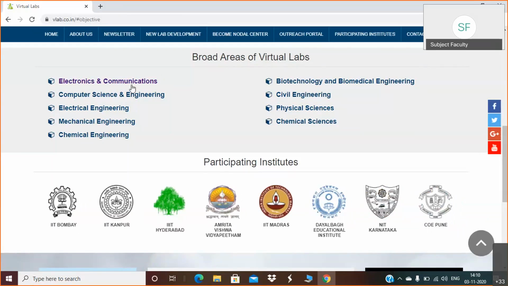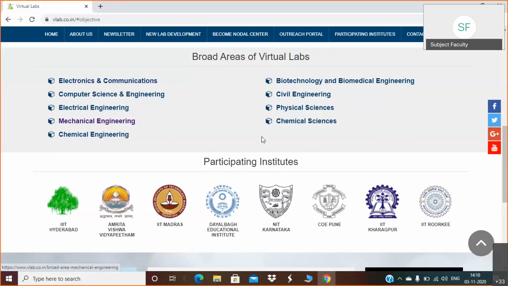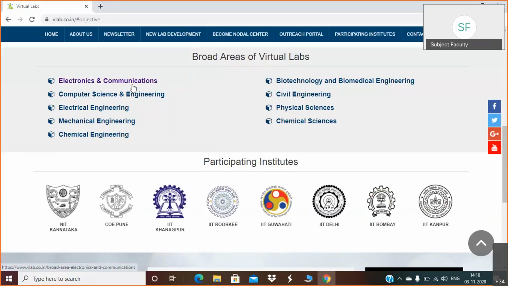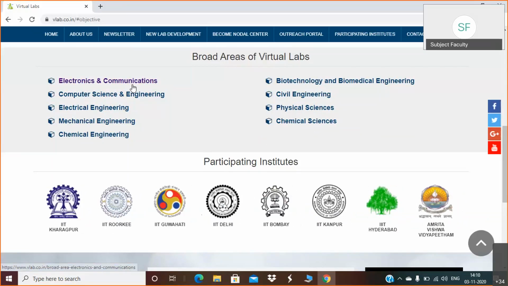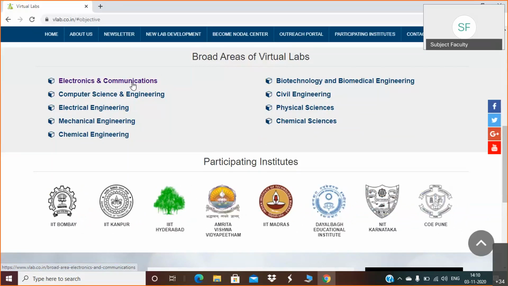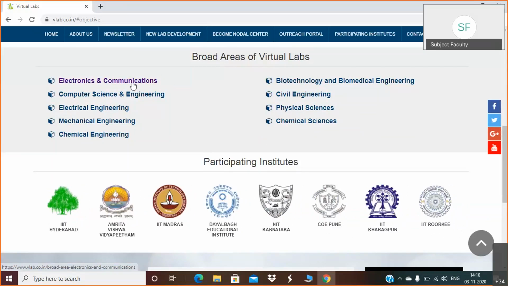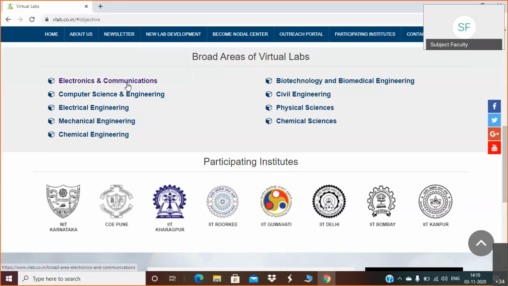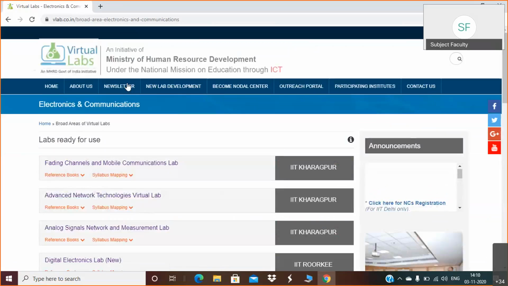You can select depending on which is your branch. Since analog and digital electronics belongs to the electronics and communication engineering branch, you have to select electronics and communications lab. So I'm selecting this particular electronics and communication.